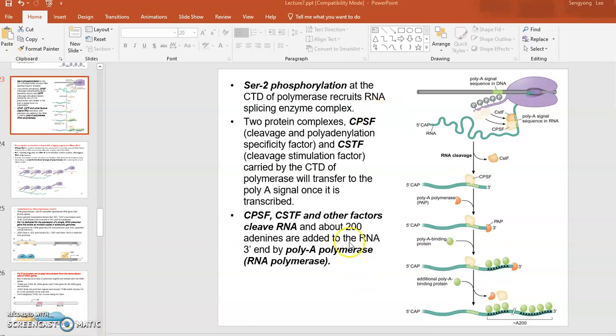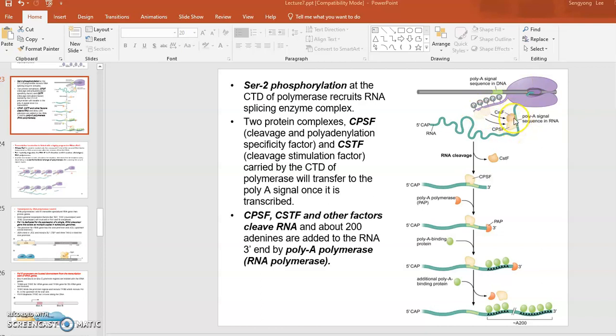The polyadenylation is mediated by these 2 proteins, CPSF, which stands for cleavage and polyadenylation specificity factor, and CSTF, cleavage stimulation factor. Those 2 are carried by the C-terminal domain of the polymerase. Of course, they will transfer to the poly-A signal once it is transcribed. So that is described here. They used to be here on the C-terminal domain of the polymerase, but they will be transferred to the 3' end area of your RNA.